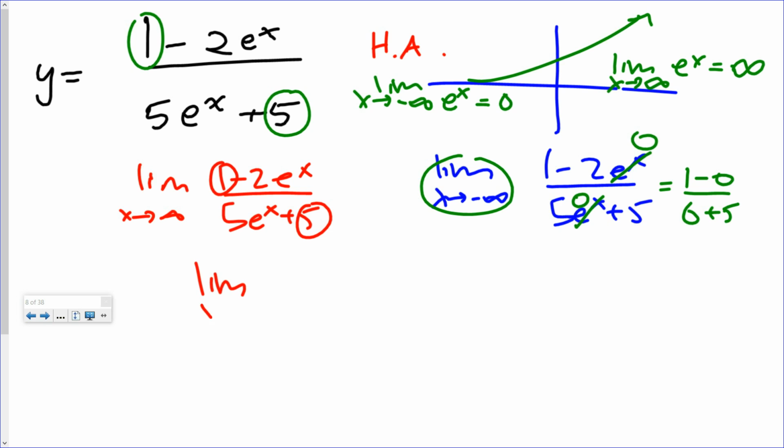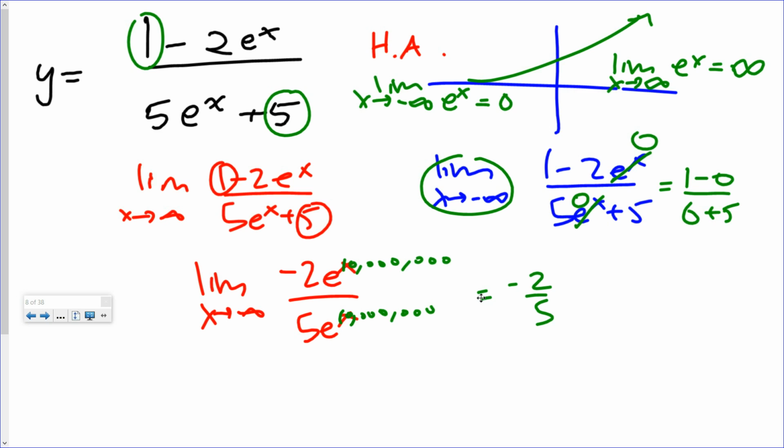So this becomes the limit as x goes to positive infinity of negative 2e^x over 5e^x. And whenever you do numerical methods to do limits, you would plug in the same number here. So if you plug in 10,000 here and 10,000 here, do you see the e's cancel out? Or even if you plugged in a gazillion here and a gazillion here, do you see the e's cancel out? And so this answer is always negative 2/5. And again, you can just look at the problem. Eventually, you should be able to look at the problem and see that it's negative 2/5 and 1/5. Those are the horizontal asymptotes.